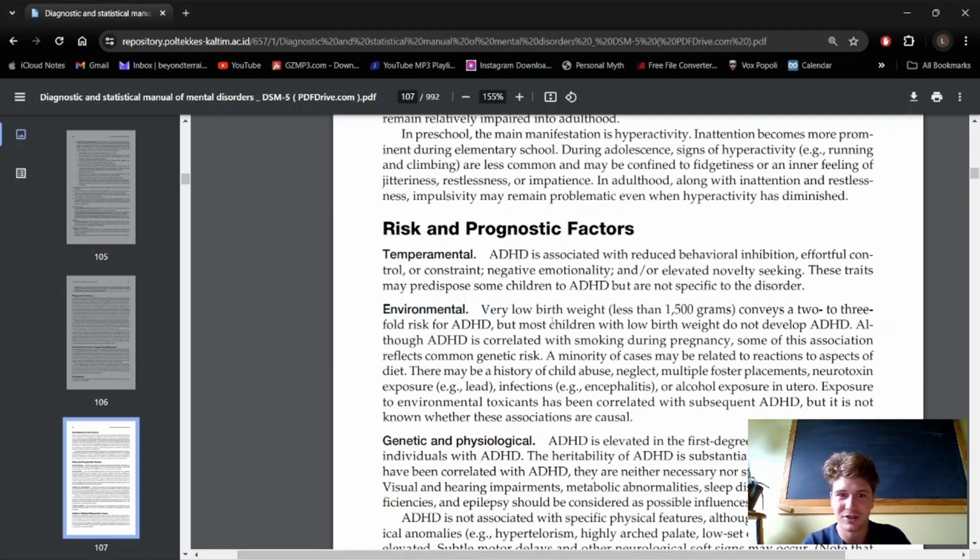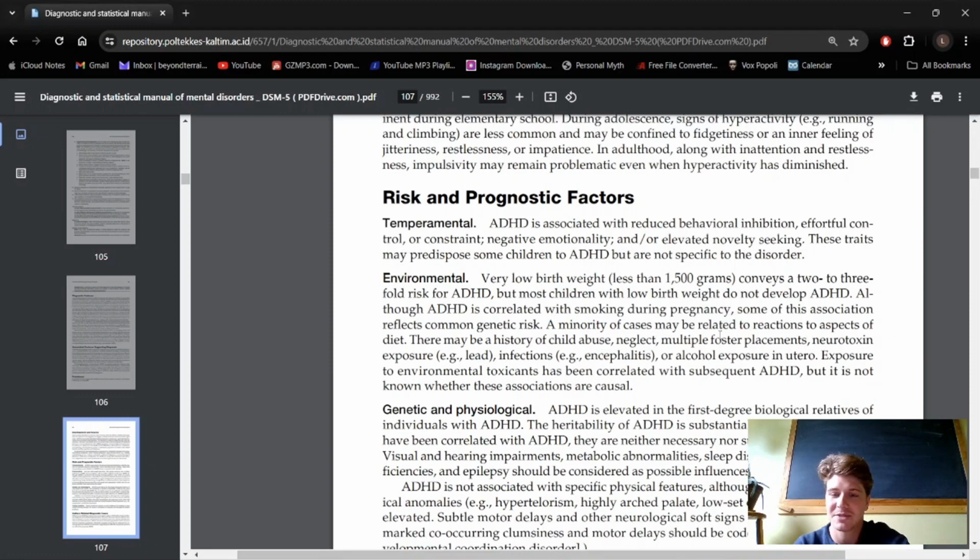Very low birth weight, that's an interesting environmental factor. But most children with low birth weight do not develop ADHD. It's interesting that this is in here. Correlated with smoking during pregnancy. I'm sure there's a lot of other things. A minority of cases may be related to reactions to aspects of diet. Now, this is really interesting too. There may be cases where it is diet related, and there may be cases where it is related to neurotoxin exposure, like lead, infections, encephalitis, which would also go back to heavy metals, in our understanding, because bacteria don't cause disease or any sort of pathogen.